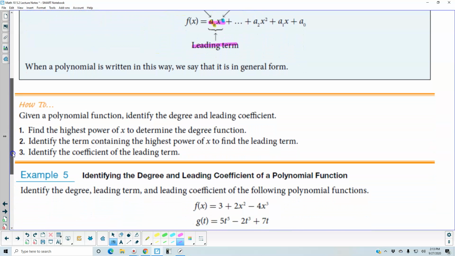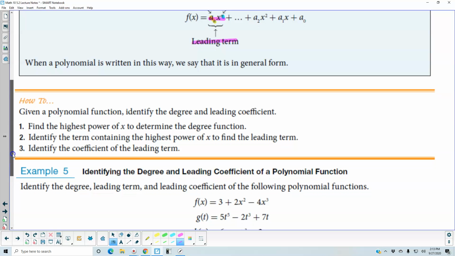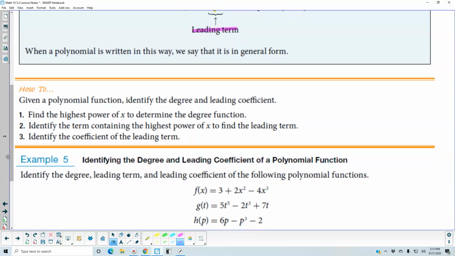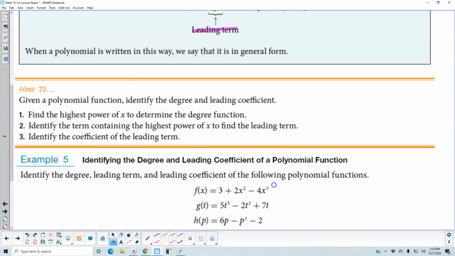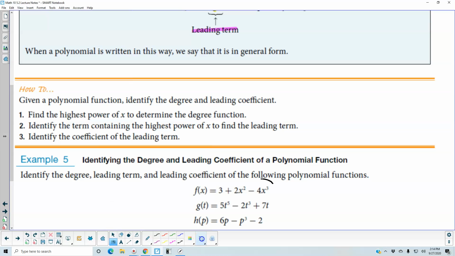So in example 5, we're going to identify the degree and leading coefficient of a polynomial function. We're going to identify the degree, leading term, and leading coefficient of the following polynomial functions. So let's take a look at the first function. We need to figure out which term has the highest degree. We can see here that this is the term with the highest degree.